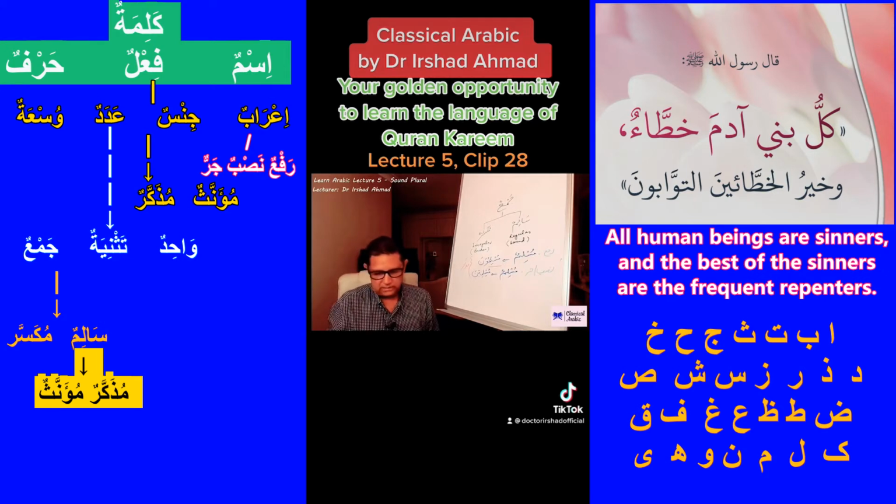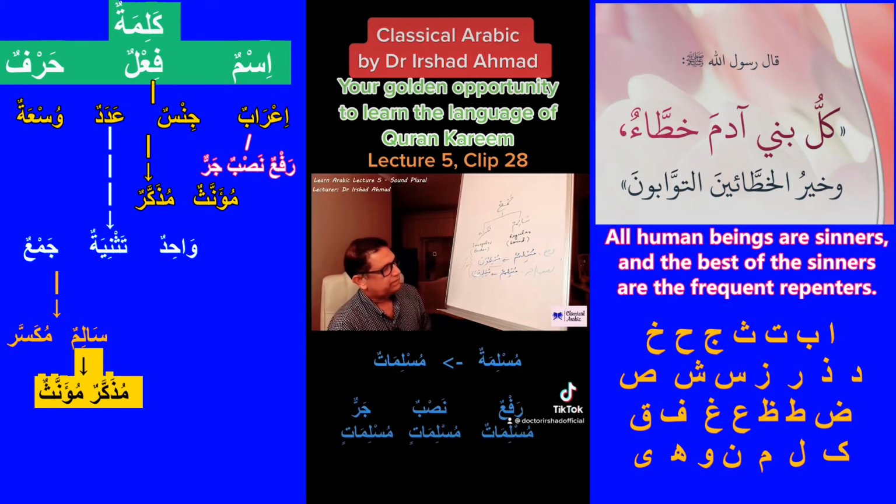For muannas, there's a slightly different rule. For example, in rafa, from muslimun, we get muslimatun, that will be oneness. Muslimatun.